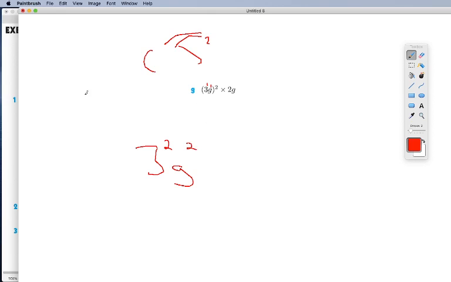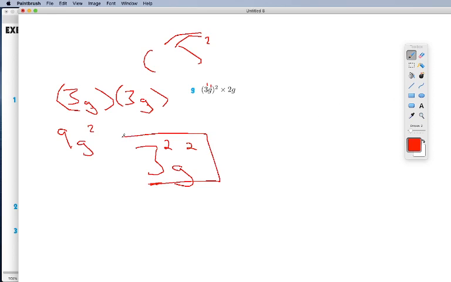So another way of thinking about it is going 3g to the power of 2 is like saying 3g times 3g. Of course, 3 times 3 is 9, which you get here, and g times g is g squared. So that's another way of looking at it. So here we have this bit from the first bit, but that's also multiplying 2g, so we have to do the next bit as well. So now what I'm going to do is simplify 3 squared into 9g squared times 2g.